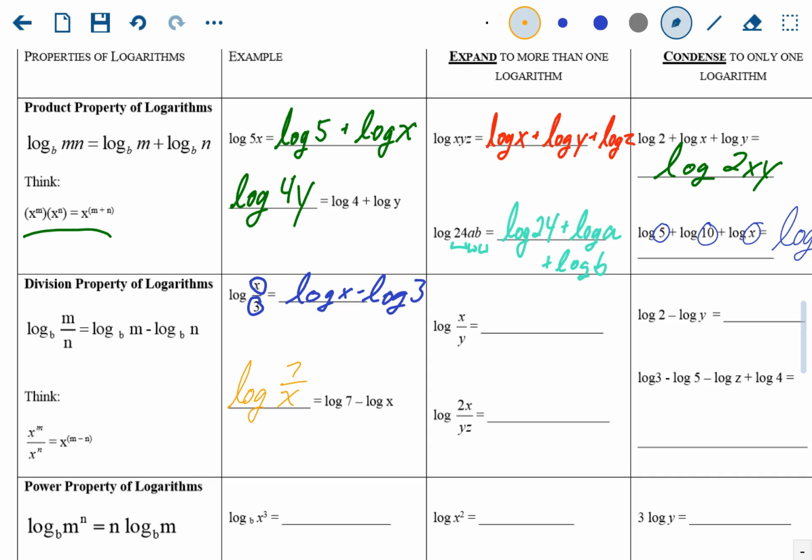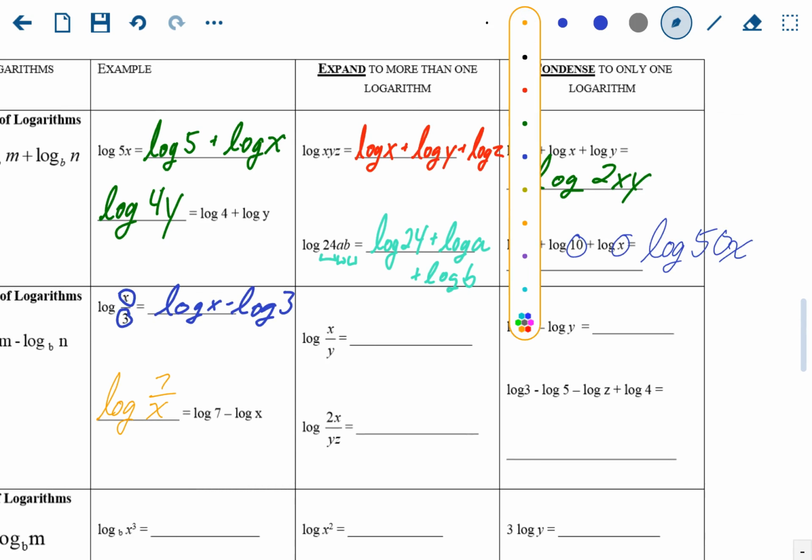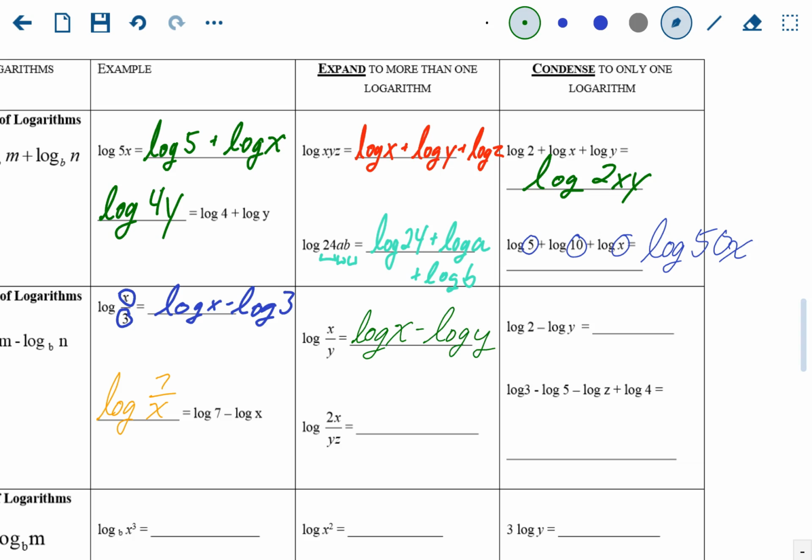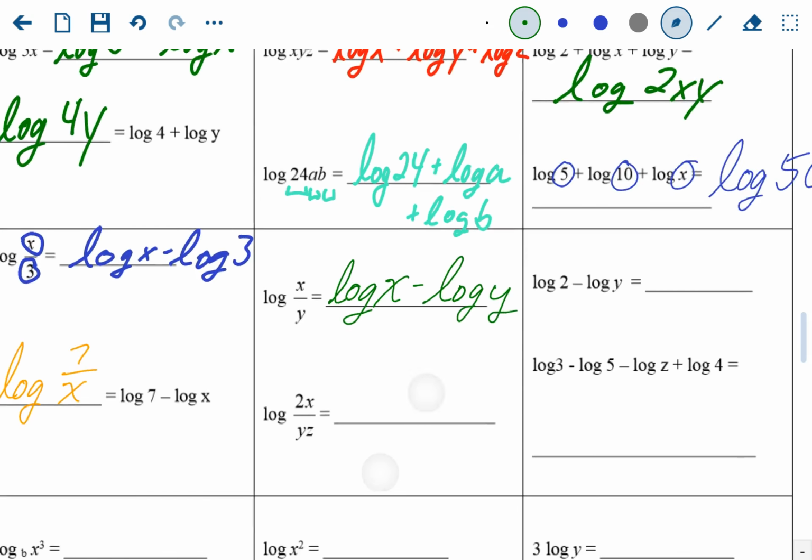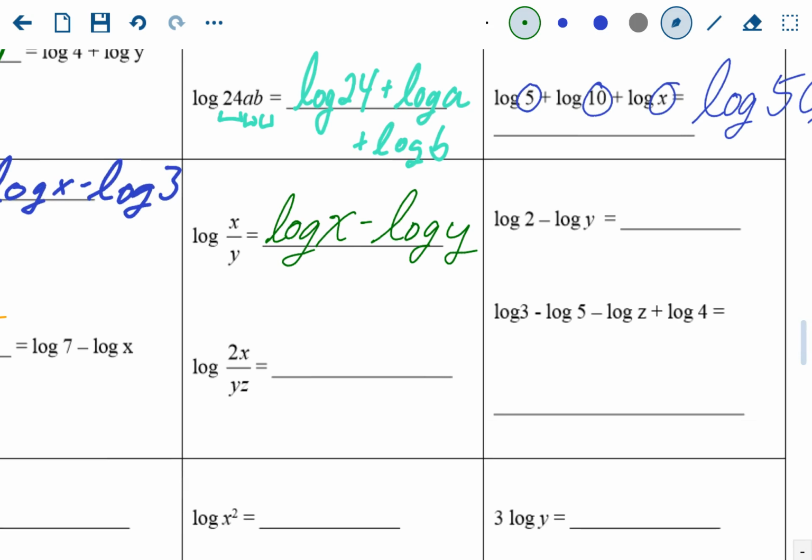Okay. All right, in the expansion example, same thing. X over y. So each one is going to get its own separate log. So we're going to do log x minus log y. Okay. So always top over bottom, top minus bottom. And this next one is a little different.